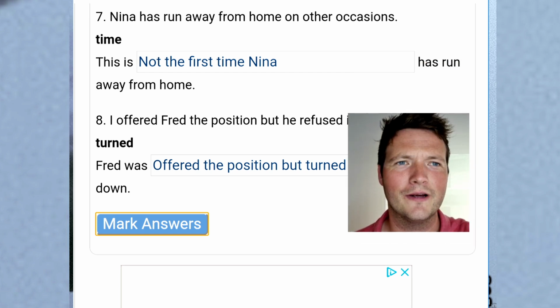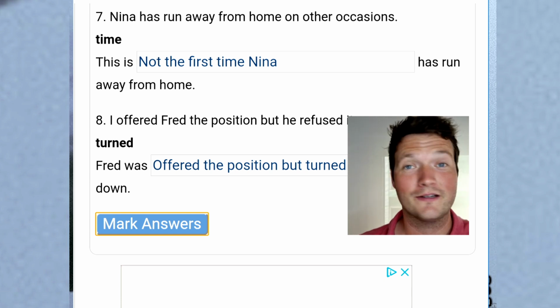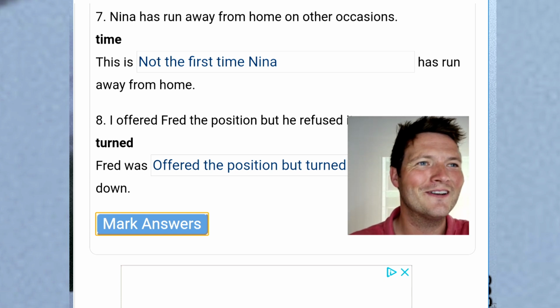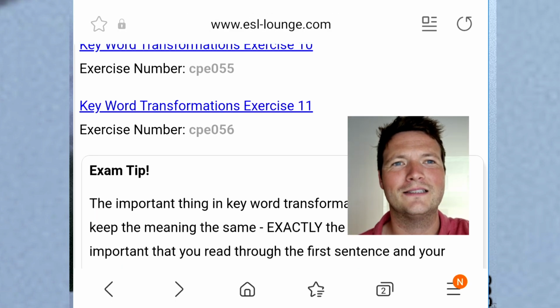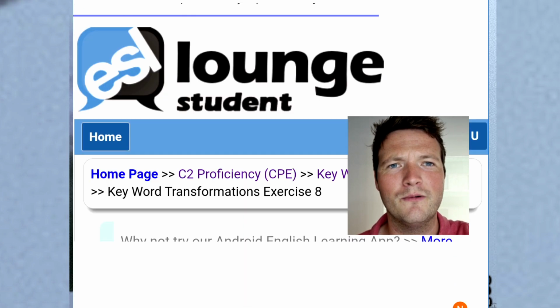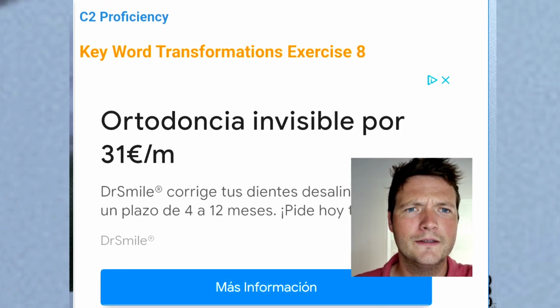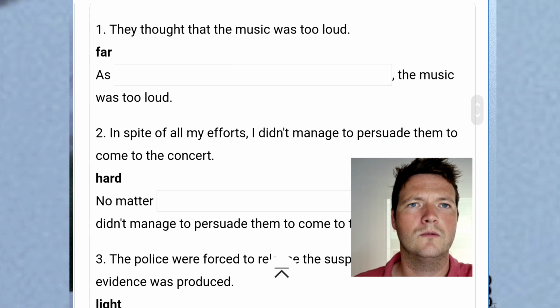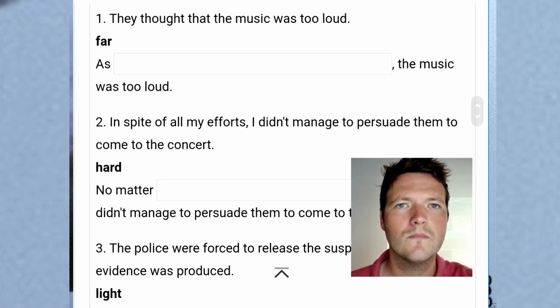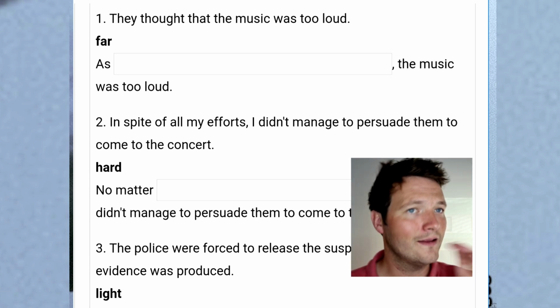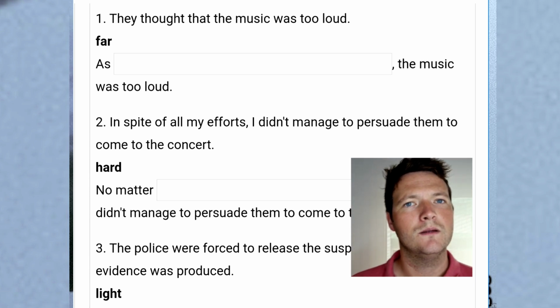And it says I got 8 right. Well, I think I got everything right there except Glenn's name. So let's move on. We'll do one more exercise, and hopefully they agree with me a little bit more on this one. We'll find out, I guess. Okay, so let's see. Number 1. They thought that the music was too loud. "As far, comma, the music was too loud."